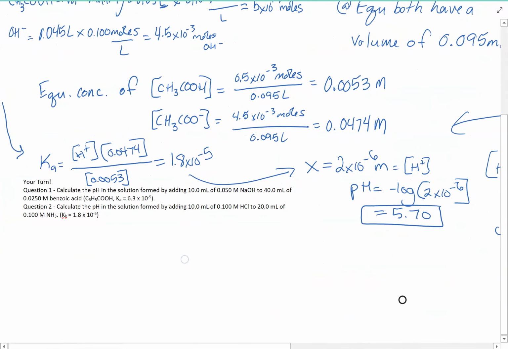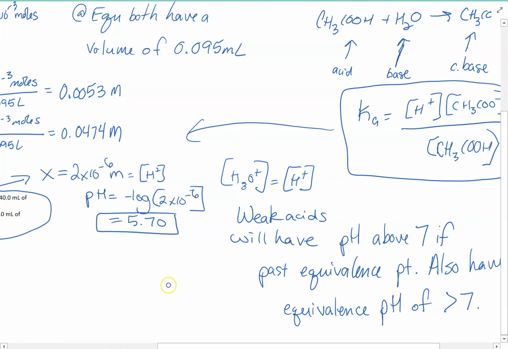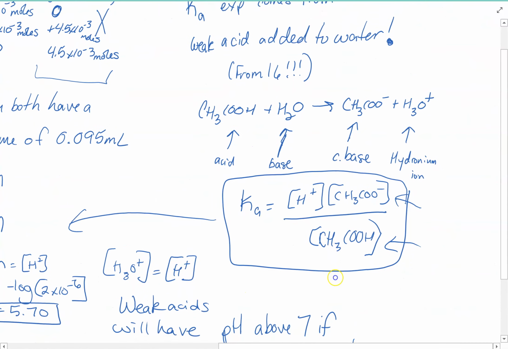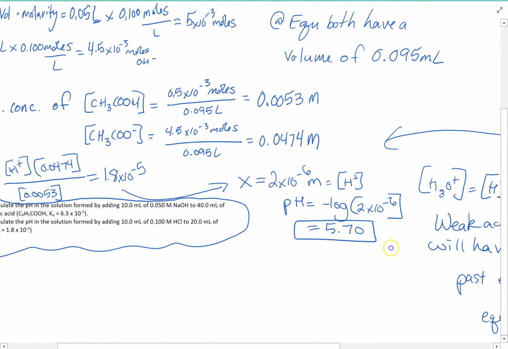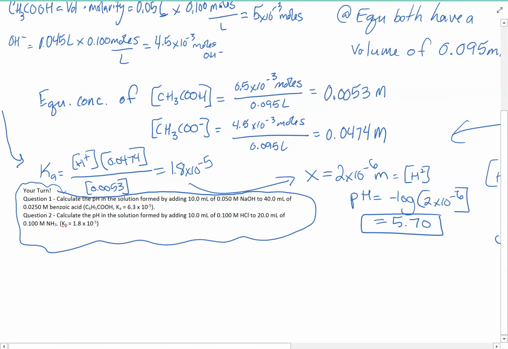All right, here's your next one. This is your turn. So you're going to want to start with, for each one, the balanced equation that's occurring, and then you want to write out separately the Ka expression. So don't forget to do what I did when you're going into the second half of this problem, okay? There's your questions. So do these and submit.